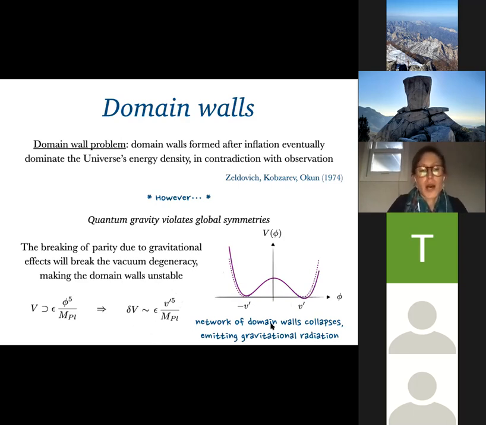So crucially, once the two vacua are no longer degenerate, any domain wall network that may have formed in the early universe becomes unstable. And instead, the universe evolves into the vacuum that has the smallest energy density. When this happens, however, the collapse of the domain wall network results in the emission of significant amounts of gravitational radiation that today we may be able to detect as a stochastic background of gravitational waves.